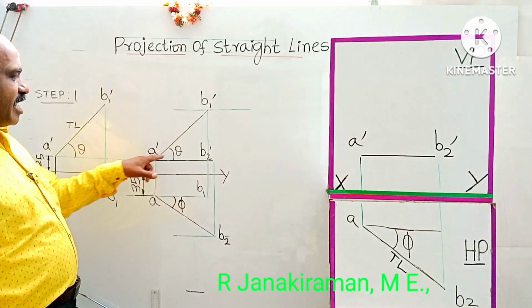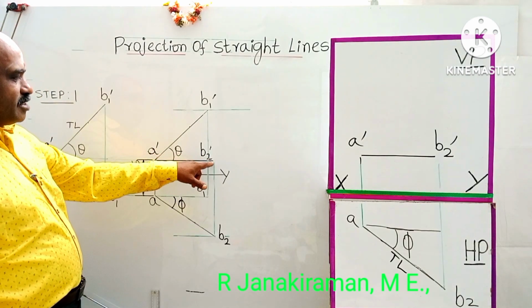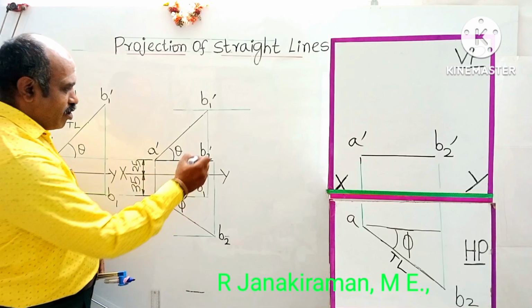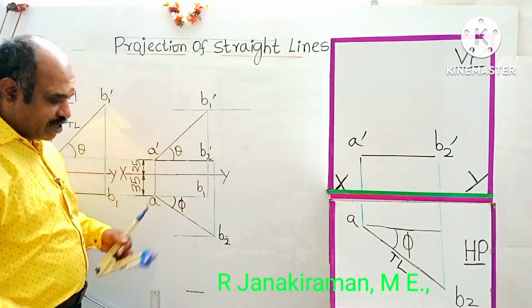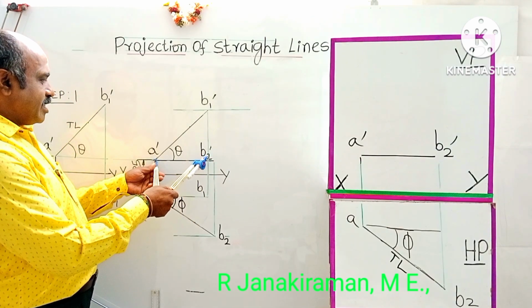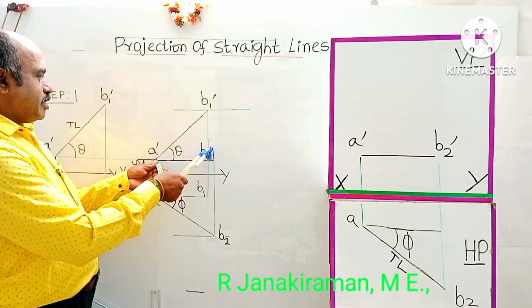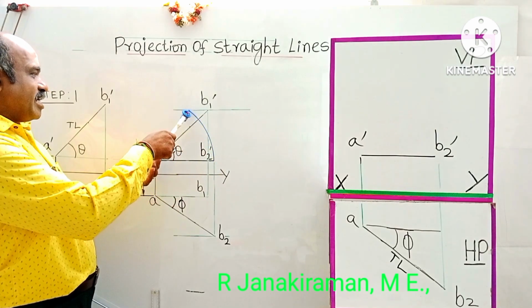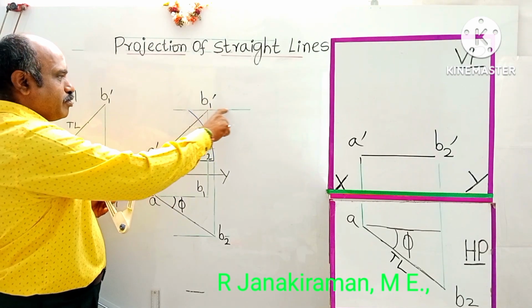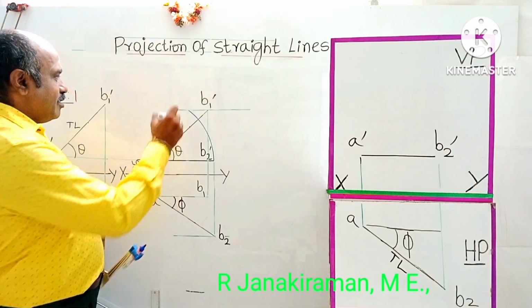Take your compass with A dash as center and A dash B2 dash as radius. This point is B2 dash. Draw an arc upward using a 2H pencil or H pencil. Where it intersects with the locus line passing through B2 dash is marked as B dash.